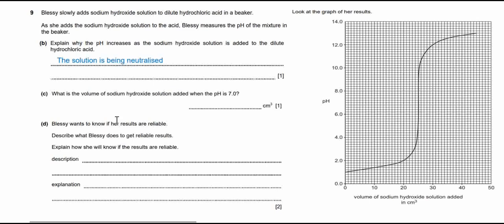Next, 9C. What is the volume of sodium hydroxide solution added when the pH is 7? You can see from here it is 7. So what is the volume? 10 seconds from now.